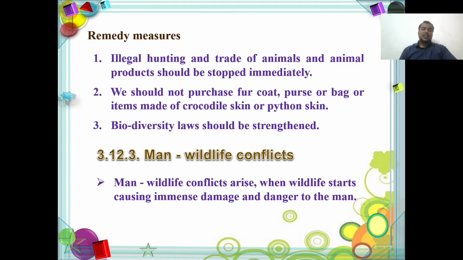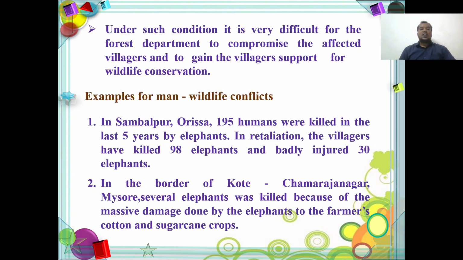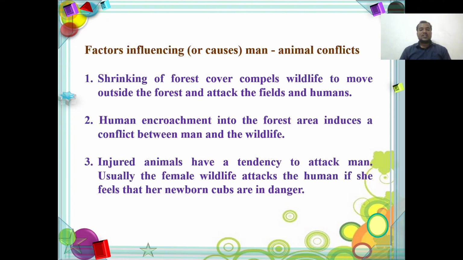Then man-wildlife conflicts. These conflicts arise due to damage and danger to humans. In such conditions it is very difficult for the forest department to handle, and it is not acceptable to anyone. It affects villages and makes it hard to gain the villagers' support for wildlife conservation. Some examples of man-wildlife conflicts in India: in Sambalpur district, Orissa state, 195 humans were killed in the last 5 years by elephants. In retaliation, the villagers killed 98 elephants and badly injured 30 elephants. Some other examples are shown there.